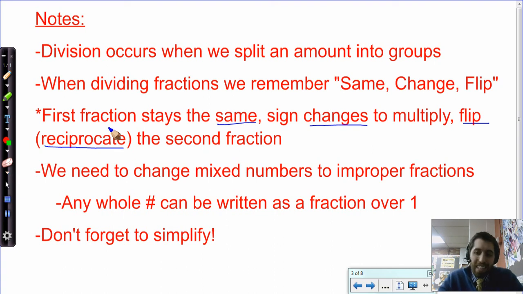Next note, we need to change mixed numbers to improper fractions. It doesn't really make sense to flip a mixed number since that whole number, you can't switch it with the denominator right away. So we like to make improper fractions first. Any whole number can be written as a number over 1. That's another reminder. And the final reminder, don't forget to simplify.